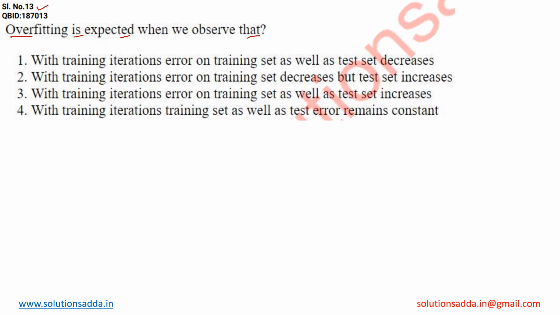There are two kinds of problem in machine learning, overfitting and underfitting. Overfitting is basically what? With training iterations, error on training set as well as test set decreases. Here you can observe that they were talking about training and testing data. Here I am assuming that you have some basic information related to machine learning.